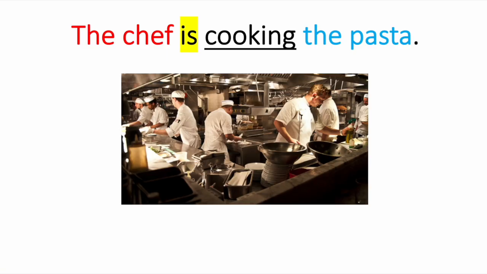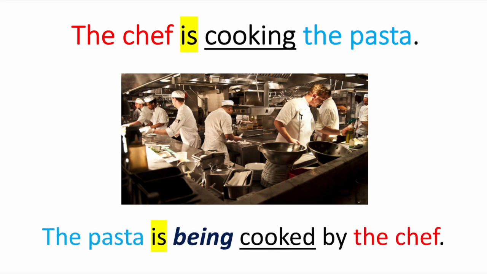Look at this sentence. The chef is cooking the pasta. Okay, this sentence is present continuous and it is in active version. What was active version? The doer of the action is at the beginning, and this is present continuous as usual, and this is our object or our action. Now we want to put it into passive voice. As we said, for passive, the action goes at the beginning.